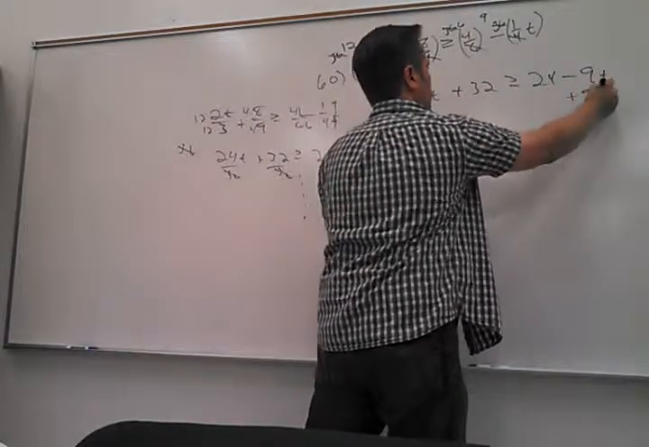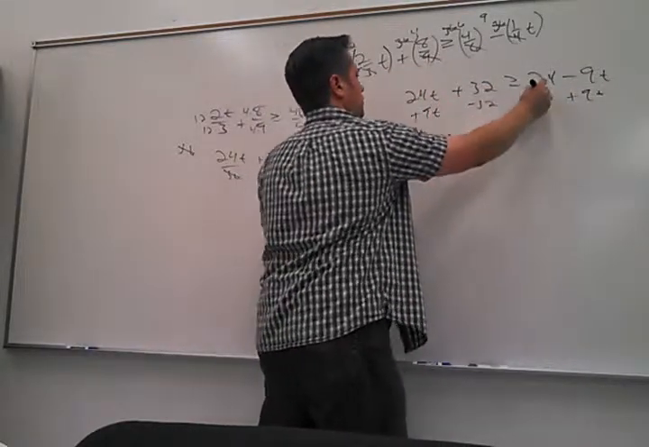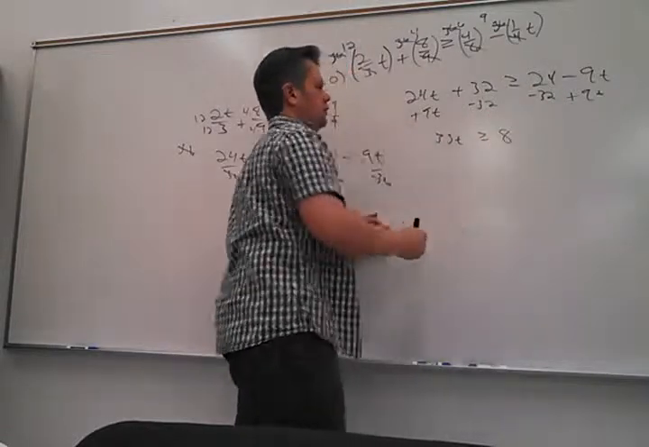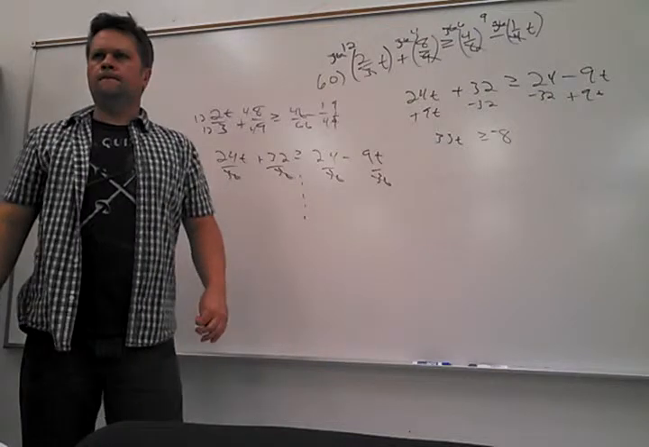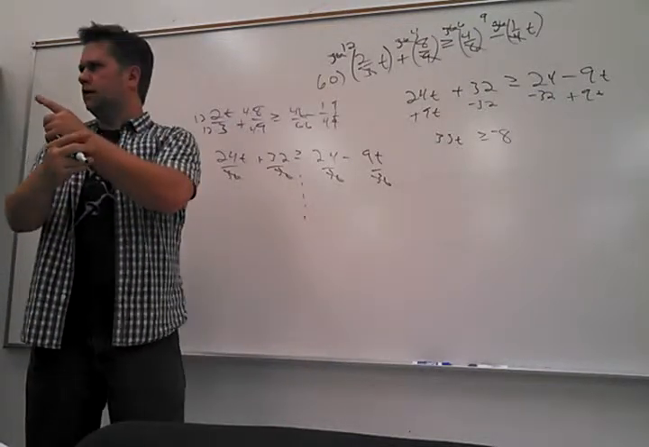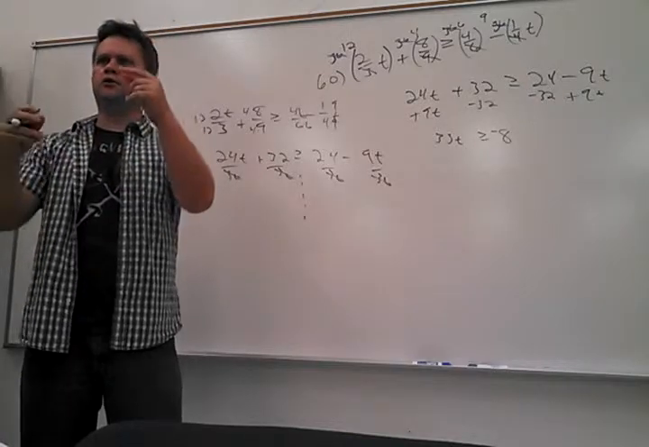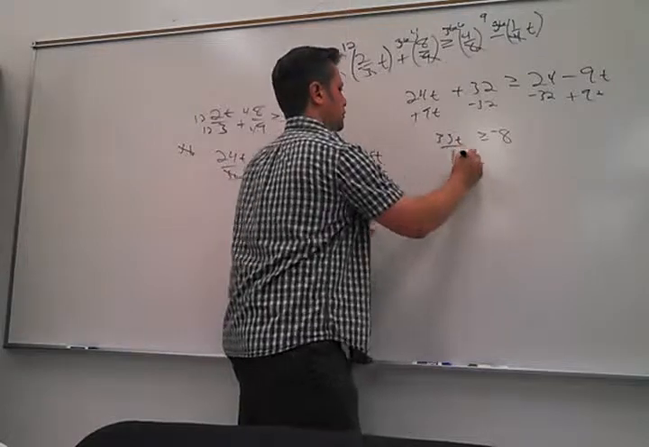So you move your t's over. Move your 32 over there. Is that cool? I mean, this should be the nice part now. We got rid of all our fractions. This should be pretty good. What's the last step? Divide by 32. Divide by 33, and what do I get?